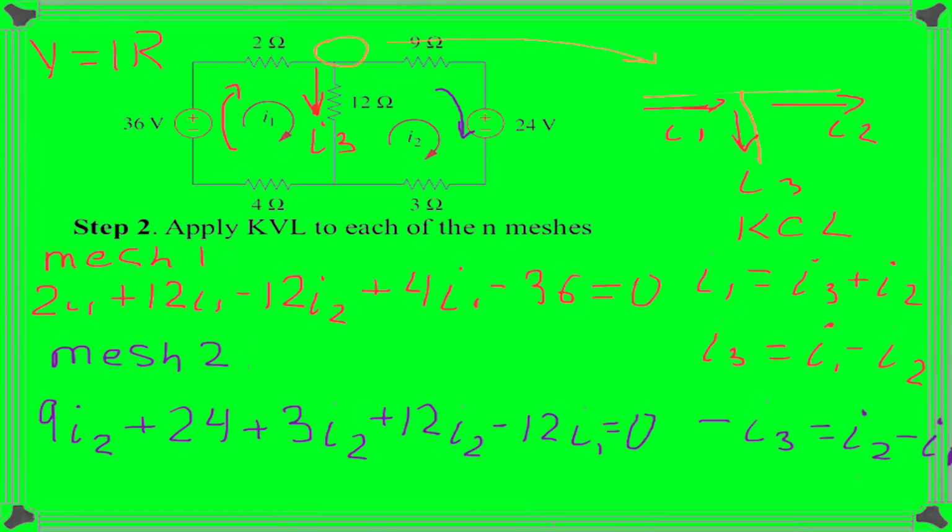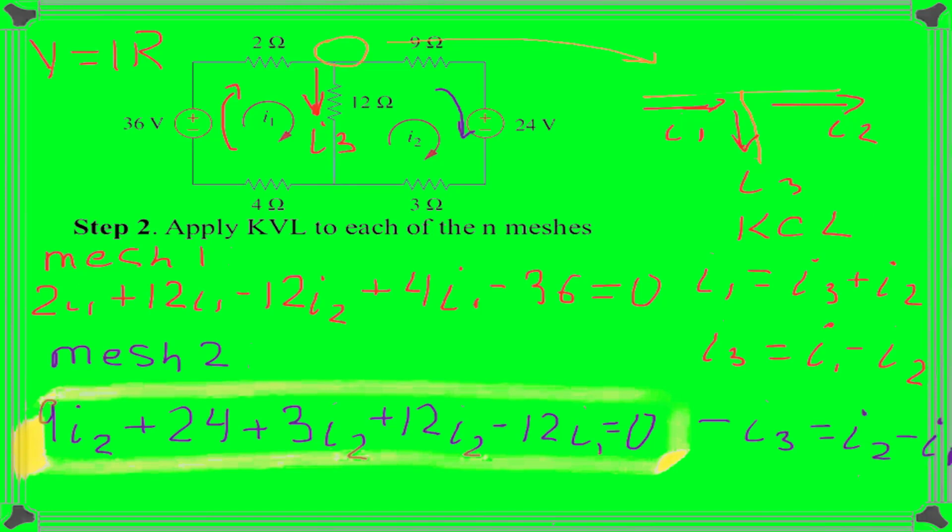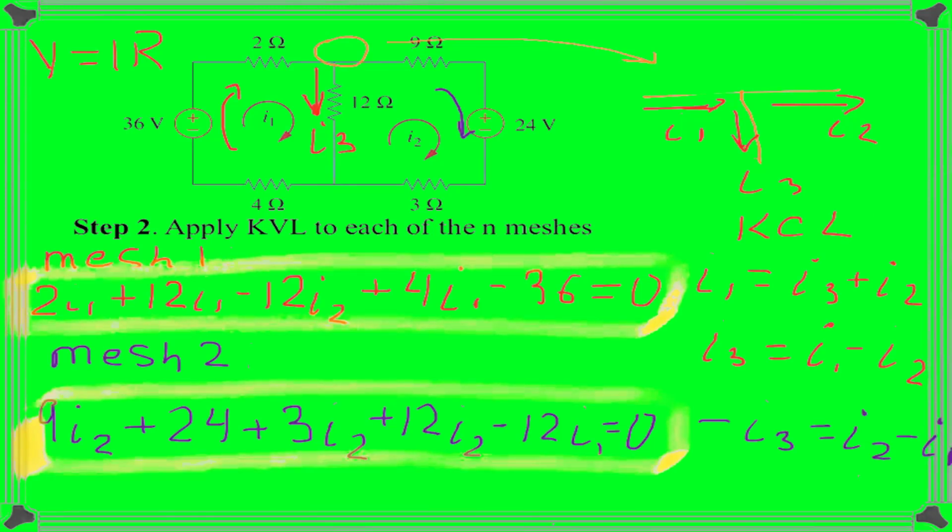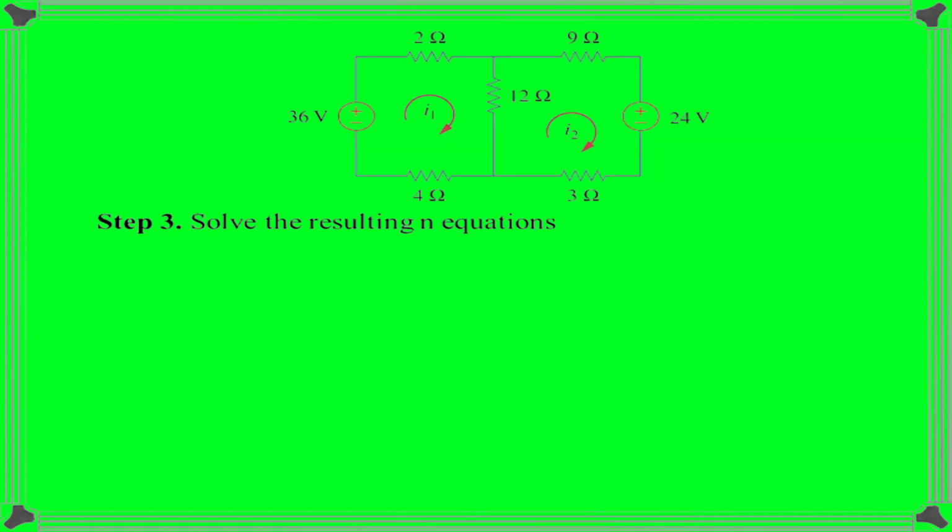Now we created two mesh equations. One equation for mesh 2 and another equation for mesh 1. And the last step is to solve the resultant n equations. In our case, this is only two equations, to find I1 and I2. So this is just two equations we created in the previous step. They're simplified. So let's solve them.